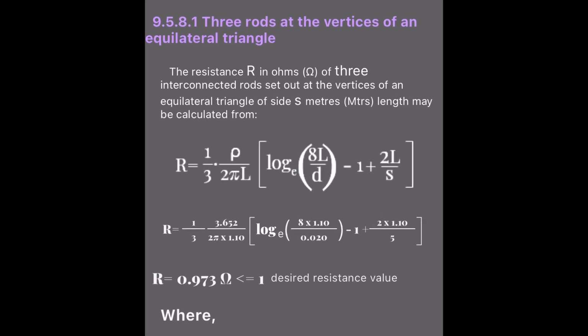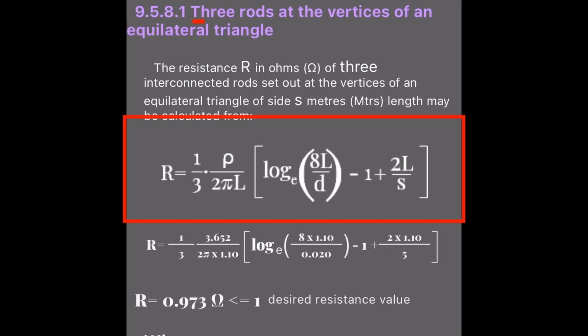To understand how the rod electrode length is determined, here is the formula for the configuration of 3 rods installed in an equilateral triangle, as outlined in section 9.5.8.1 of the guidebook. R represents the targeted earth resistance value, which is determined to be less than or equal to 1 ohm.